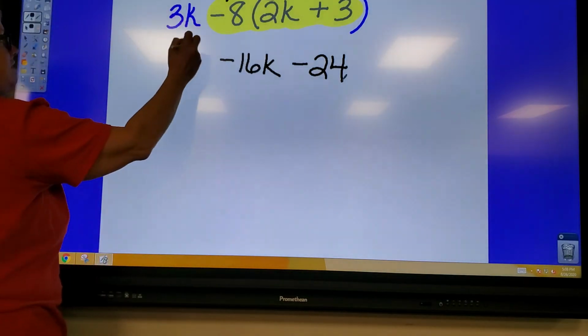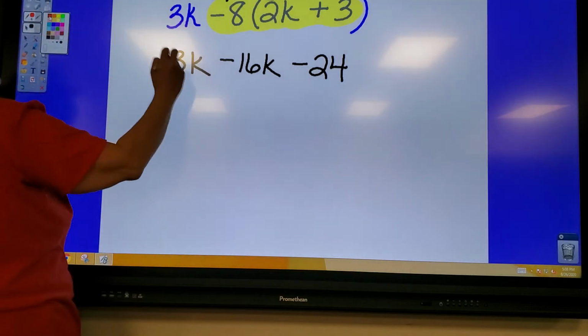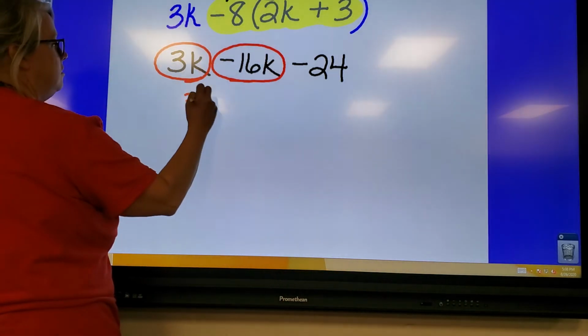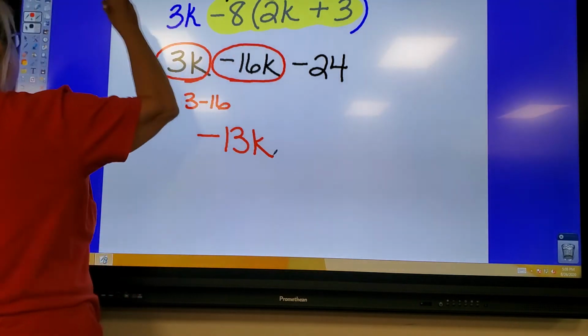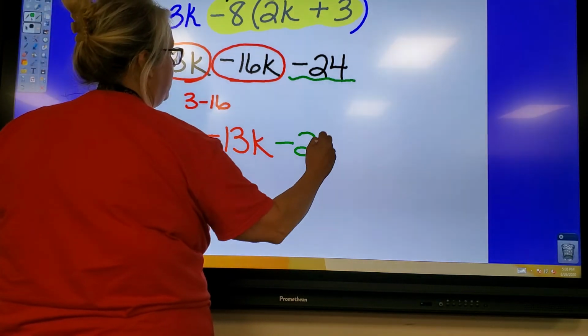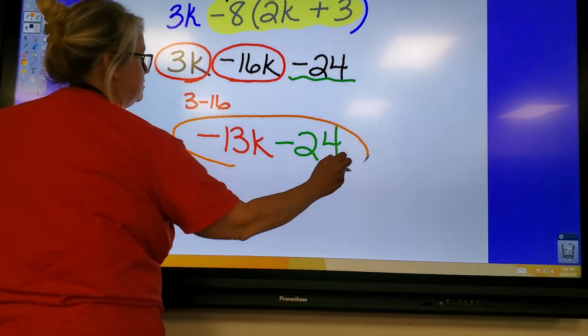I haven't done anything with this 3k, so I'm bringing it down. Now it's time to combine like terms. 3k, negative 16k, 3 minus 16 is a negative 13k, and there's nothing to combine with my negative 24, so I'm just bringing it straight down into my answer. There it is. Bam.